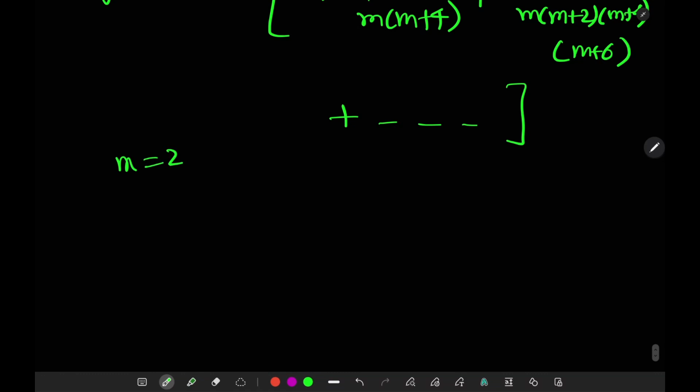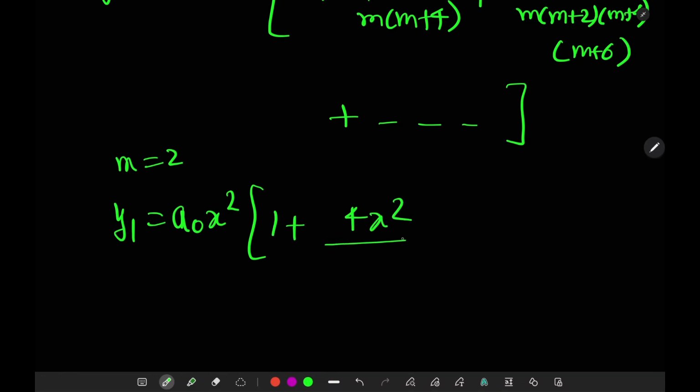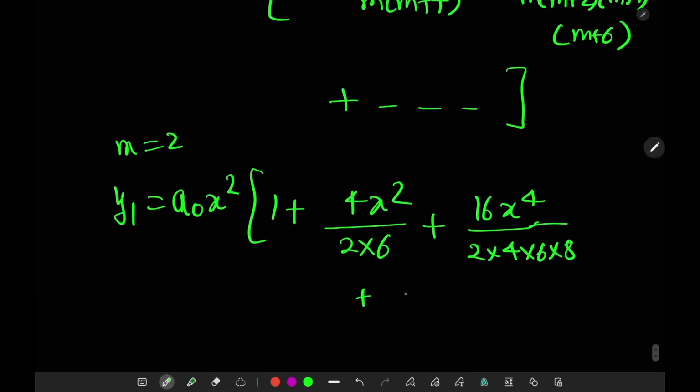So for m is equal to 2, we can write y1 is equal to a naught x square plus 1/4 x square divided by 2 into 6 plus 16x raised to power 4 divided by 2 into 4 into 6 into 8 plus up to so on.